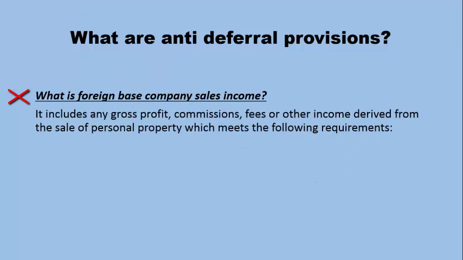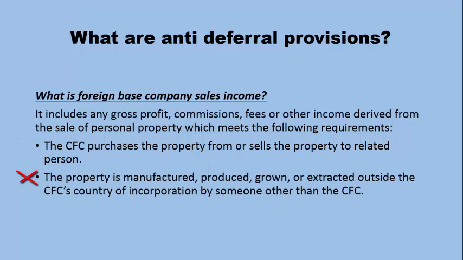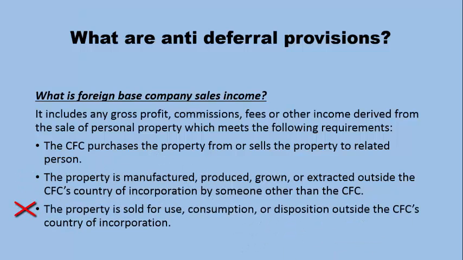Let's talk about what is foreign-based company sales income. It includes any gross profit, commission, fees, or other income derived from the sale of personal property which meets the following requirements. The CFC purchases the property from or sells the property to a related person. The property is manufactured, produced, grown, or extracted outside the CFC's country of incorporation by someone other than the CFC. The property is sold for use, consumption, or disposition outside the CFC's country of incorporation.